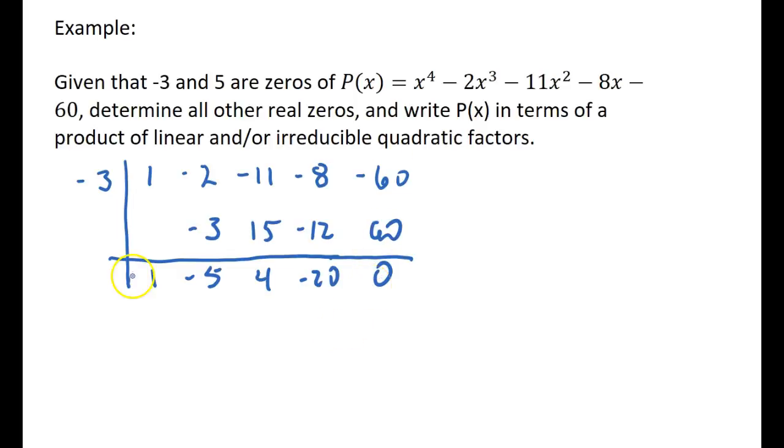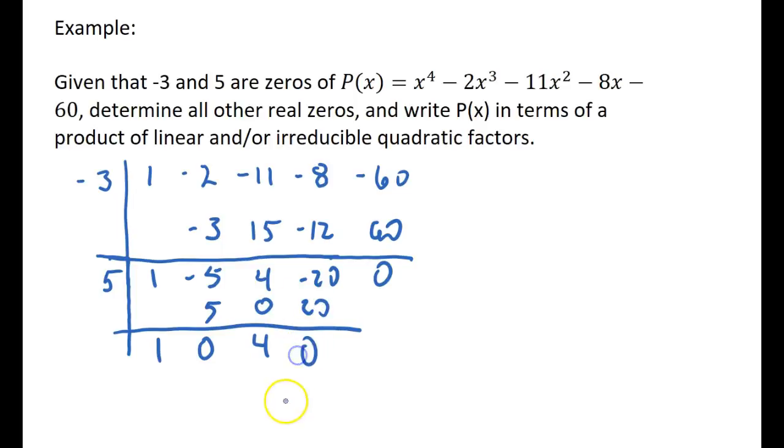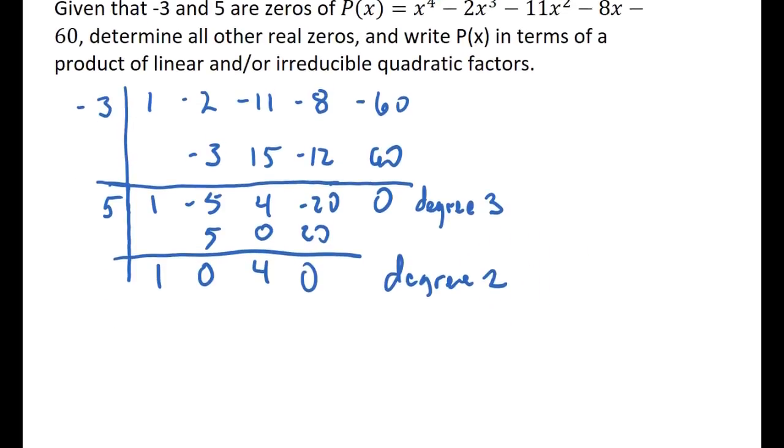and yes, we do get a remainder of 0. Okay, now I'm going to work off of this new quotient, and I'm going to put in the other number I'm given to be a 0. Bring down the 1. 1 times 5 is 5, plus -5 is 0, times 5 is 0, plus 4 is 4, times 5 is 20, and the remainder is 0. Now this quotient right here is degree 2, because we started with a 4th degree. And once I get down to 2nd degree, I can solve it either using factoring or the quadratic formula.